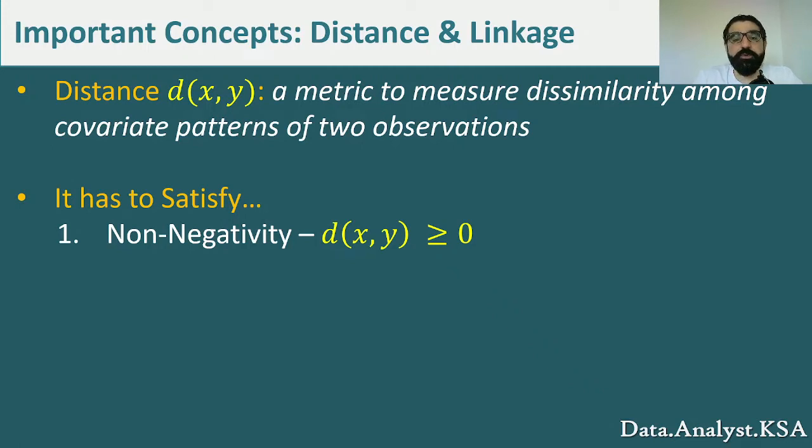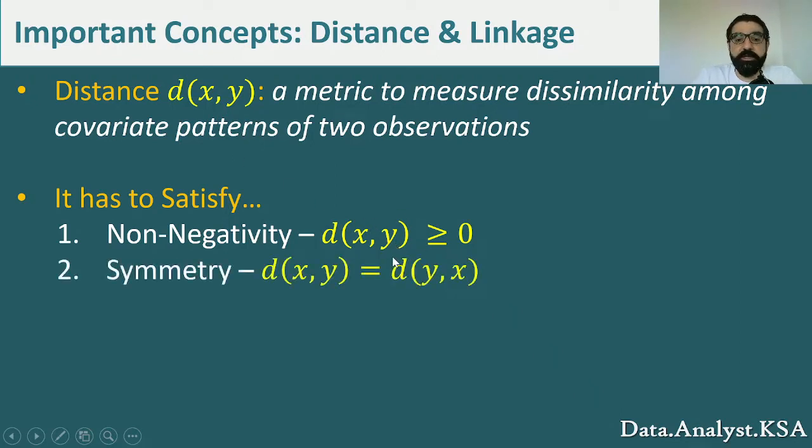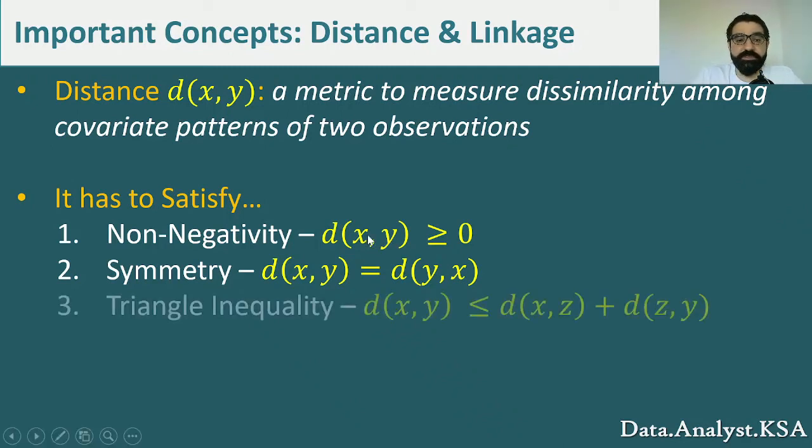It's either 0 or 1 or 2 or 1.5 or whatever, but it cannot be -1, for example. So it should be a non-negative metric. It should be symmetric, where if I'm calculating the distance from x to y, denoted dxy, it's going to be the same as the distance from y to x, which is denoted dyx. This is kind of intuitive.